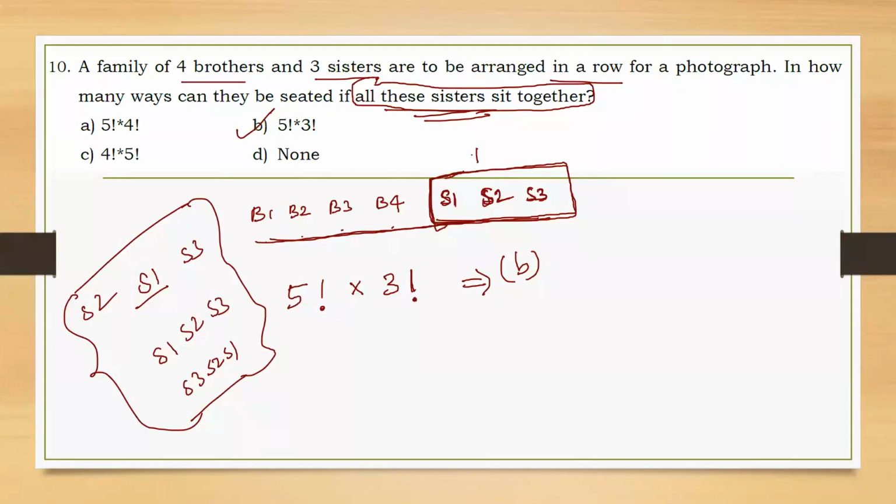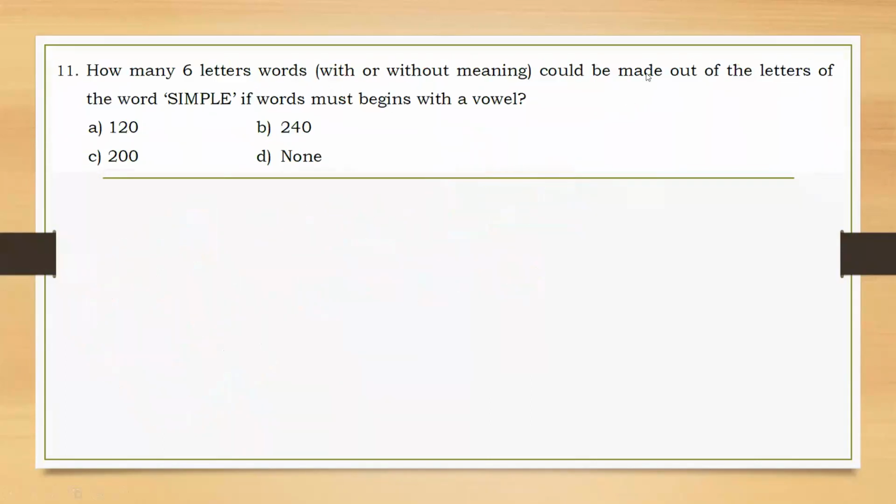Okay. So you're getting 240. Most of them getting 240. Good. So how many 6-letter words could be made out of the letters of the word SIMPLE if the word must begin with a vowel?